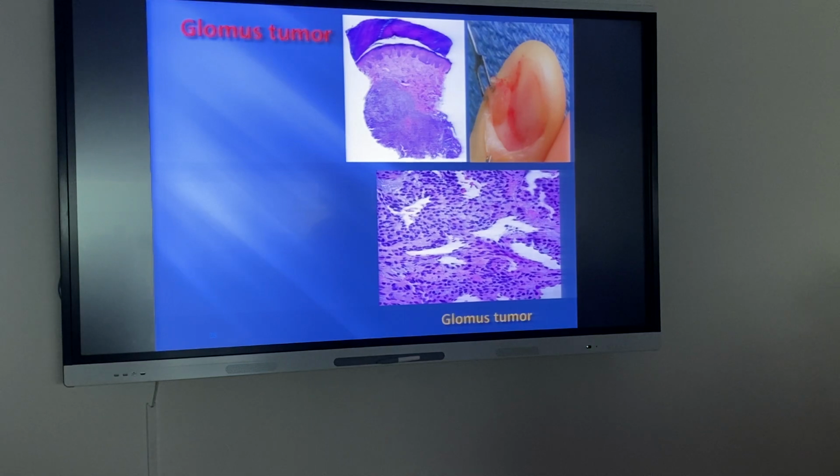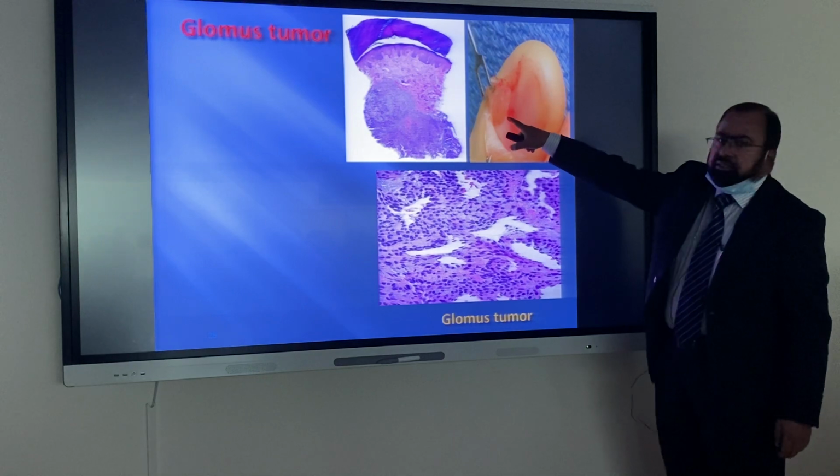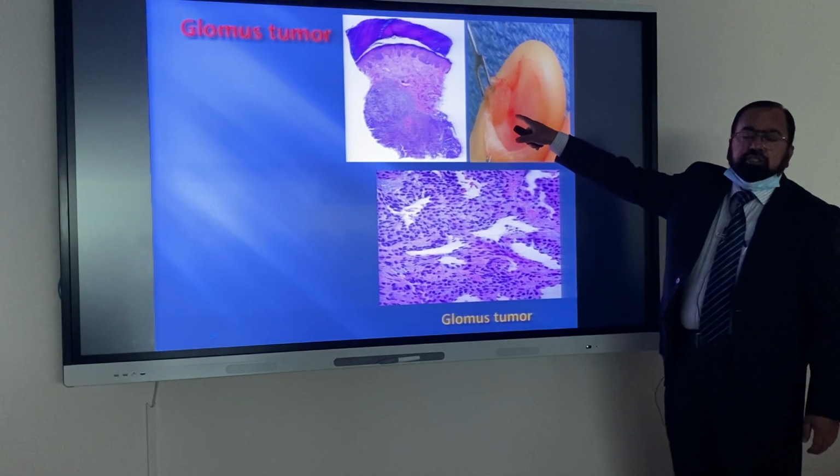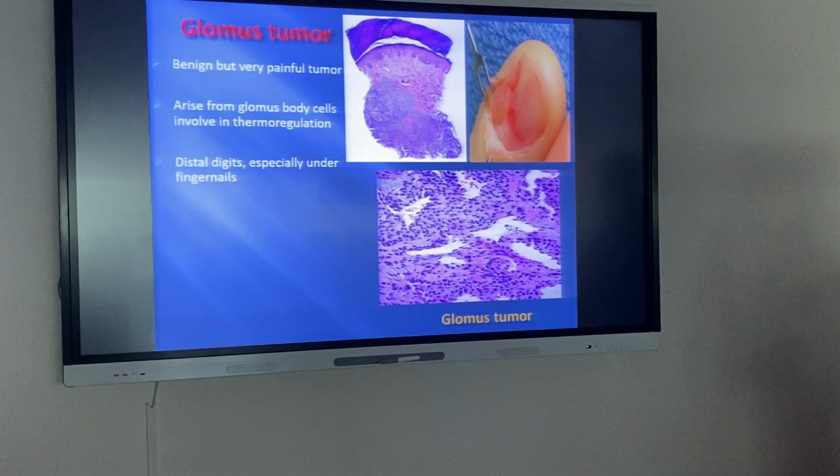They constrict, so they conserve heat inside. If it is hot, they dilate, so that heat can go out. Okay? So this is how it looks like. It's a nail bed, it is just present beneath that one. So it's a benign tumor of the glomus cells. Benign, very painful. It's a very painful tumor.